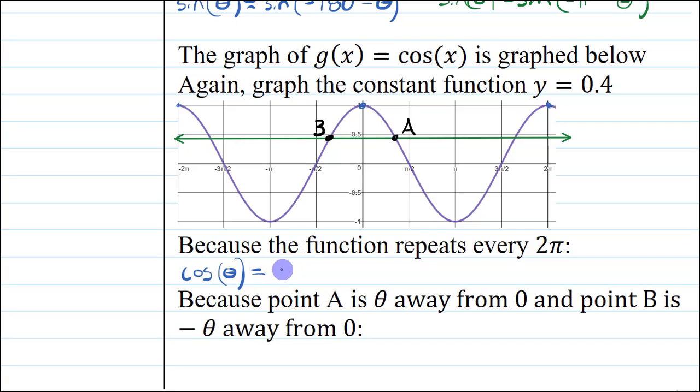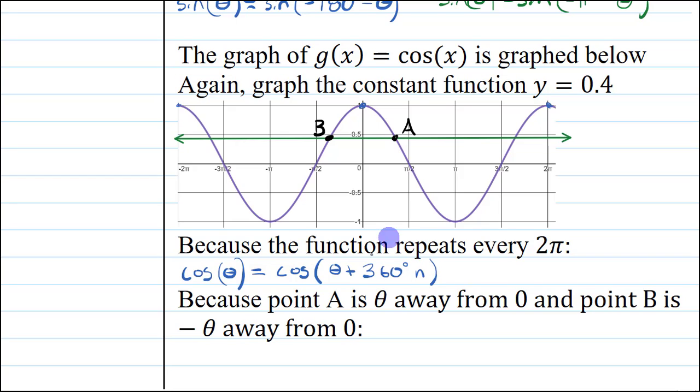So cosine of theta is equal to cosine of theta, but you can always add a multiple of 2 pi, or a multiple of 360 degrees, 360 degrees times n. Again, n is assumed to be some whole number, some integer. Positive or negative, it doesn't matter.